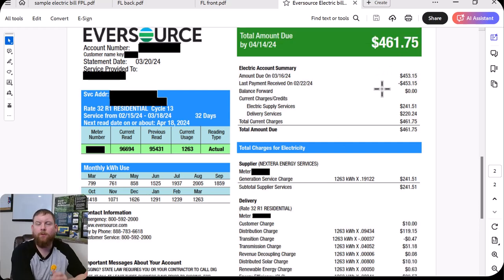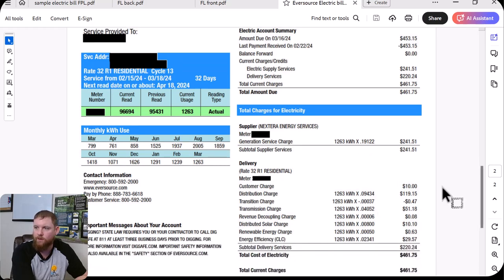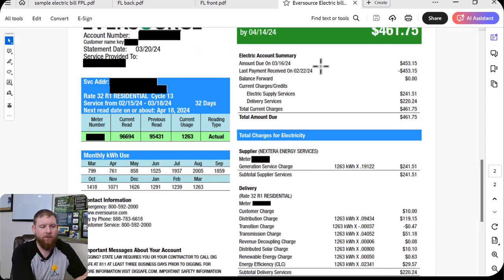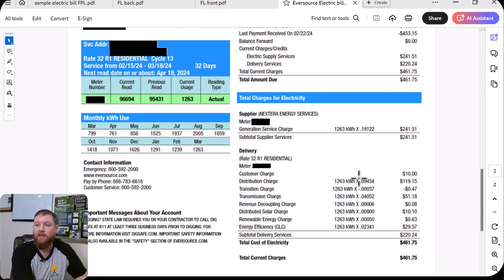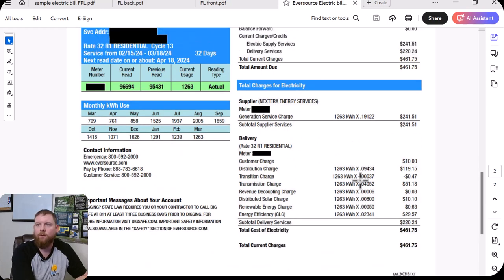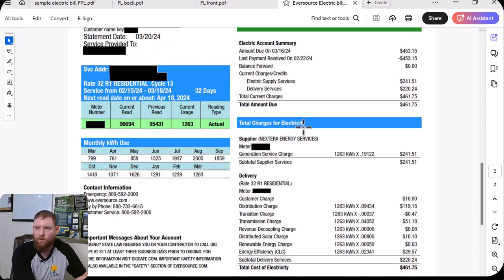So again, the three numbers that we're going to look for are the total cost of your bill, the actual electricity usage of your bill, and then the non-usage associated charges, which in this instance is only the customer charge of $10 here. Also, in this example, you can see the customer charge has increased from $7 in 2019 to $10 in 2024. So that's a 40% increase in just the cost of being a customer, not necessarily the cost of electricity.